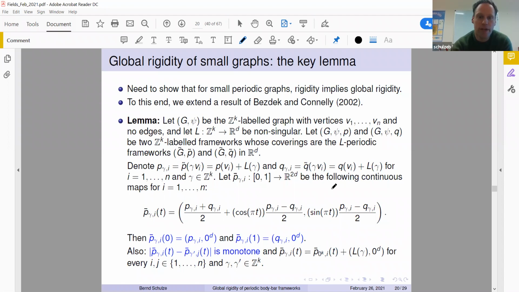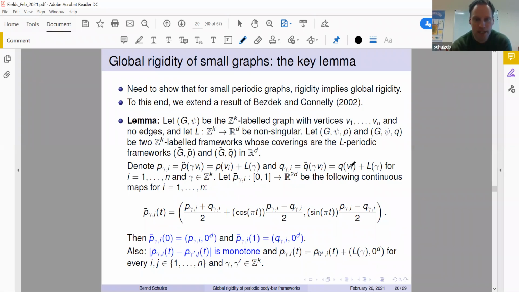And the key idea here is to extend a result of Bezdek and Connelly. Okay, so a result that they used in their proof of the Kneser-Paulsen conjecture. And the key lemma here is the following. So this looks a little bit complicated and technical, but it's really not that difficult. So let me just explain a little bit what's going on here, rather than you reading the whole statement in detail.